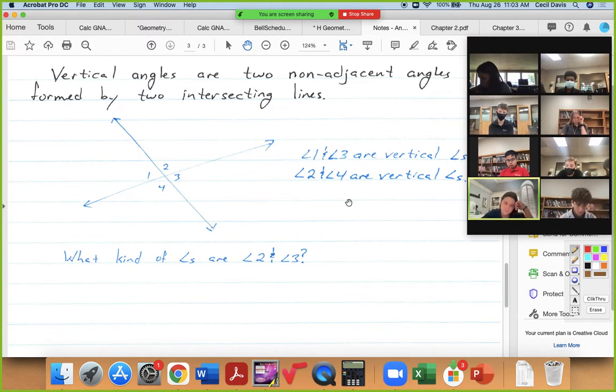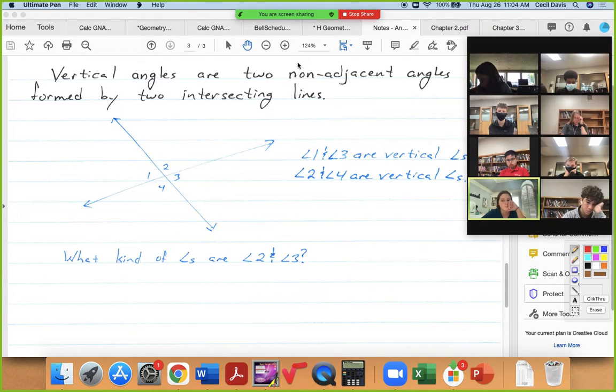So vertical angles. If I remember correctly, we studied these in 7th grade also. Vertical angles are 2 non-adjacent angles formed by intersecting lines. We could have also said that they are 2 opposite angles formed by 2 intersecting lines. So in this diagram, angle 1 and angle 3 that are across from each other with that same vertex are vertical angles, and then angle 2 and angle 4 are vertical angles.